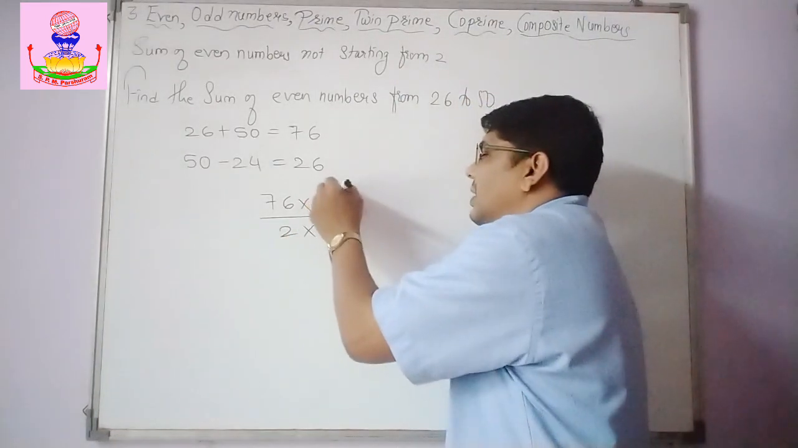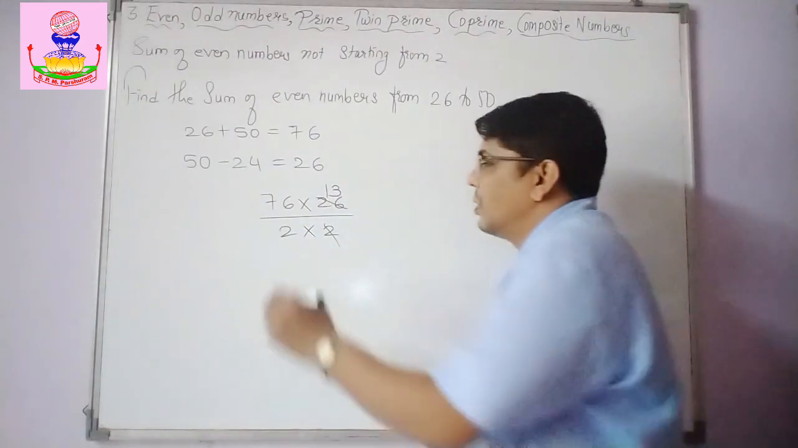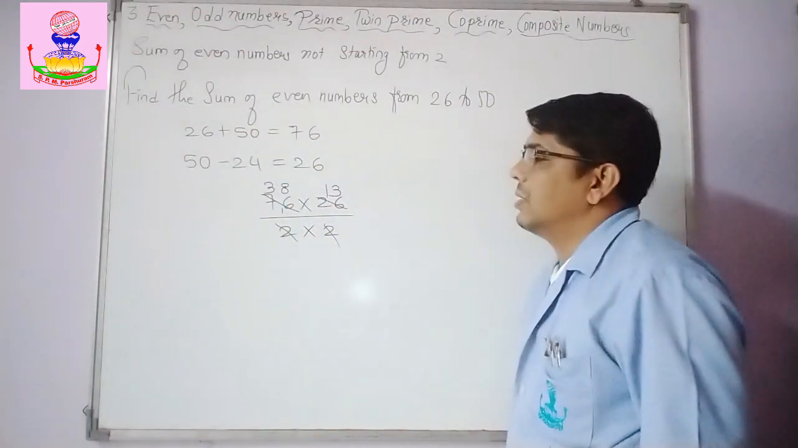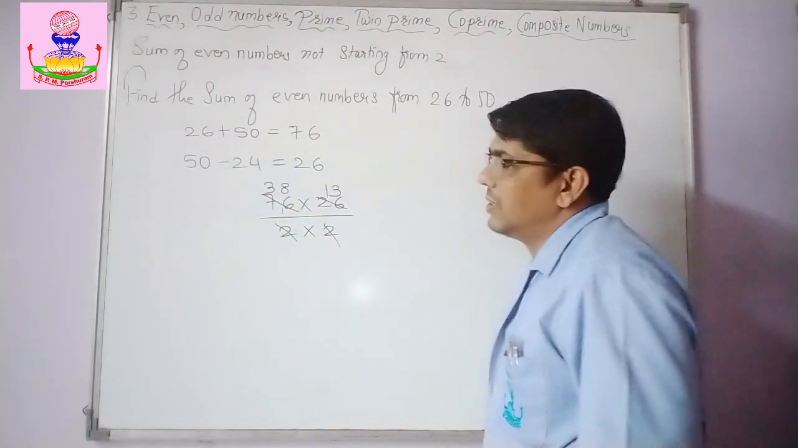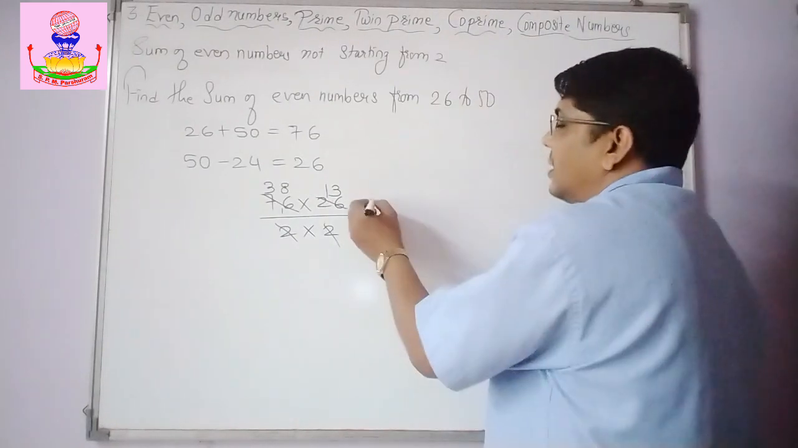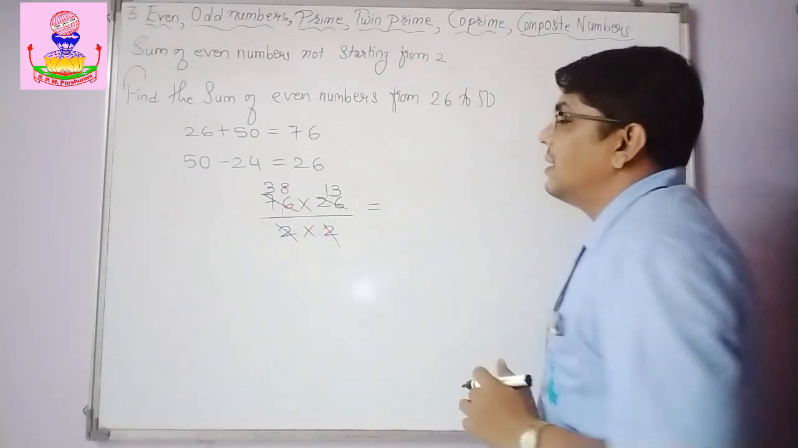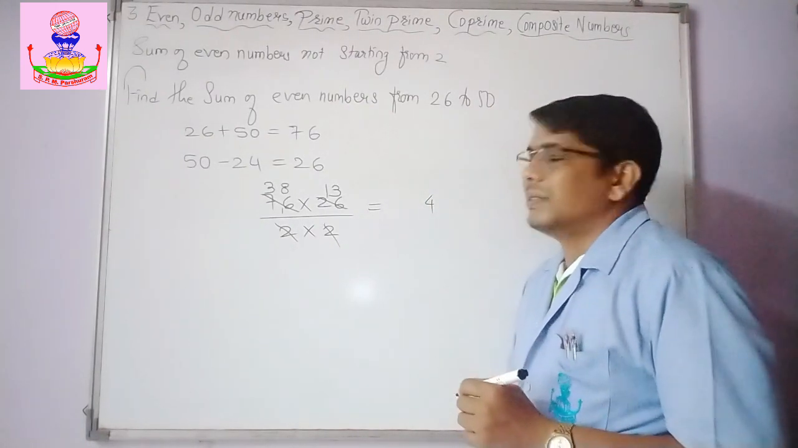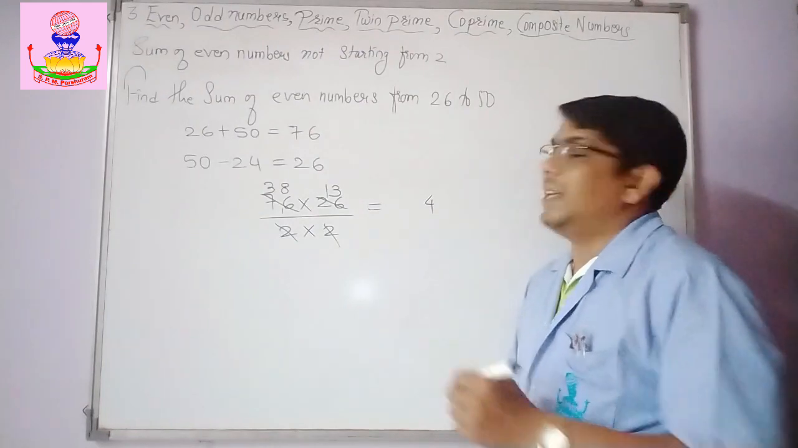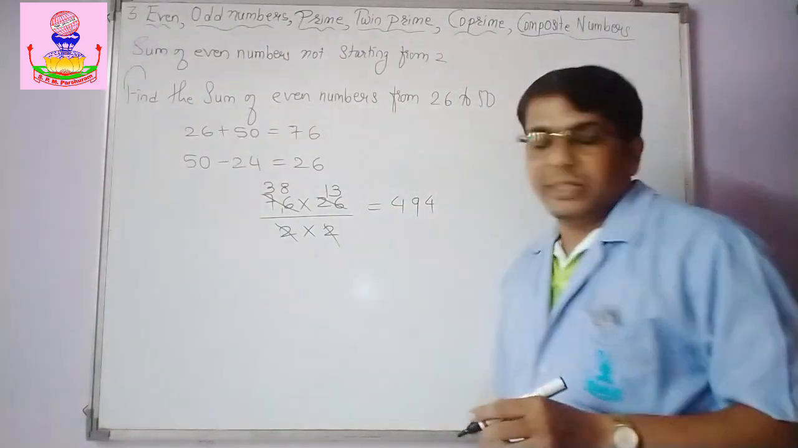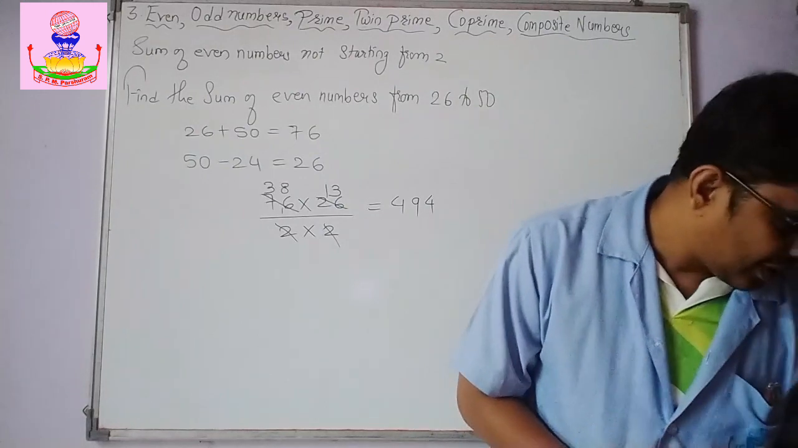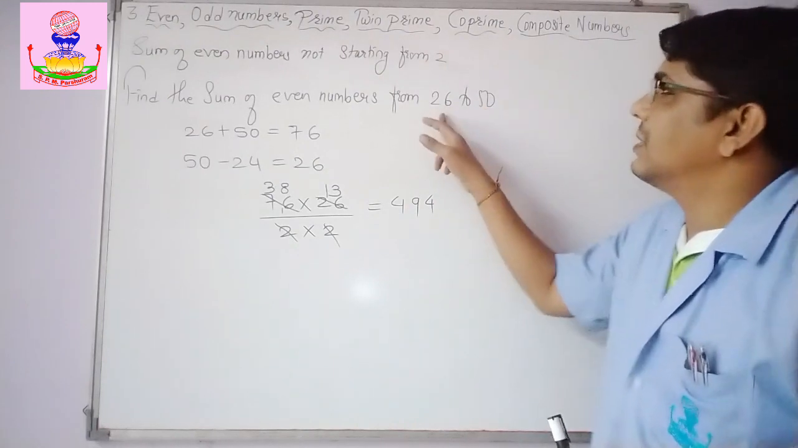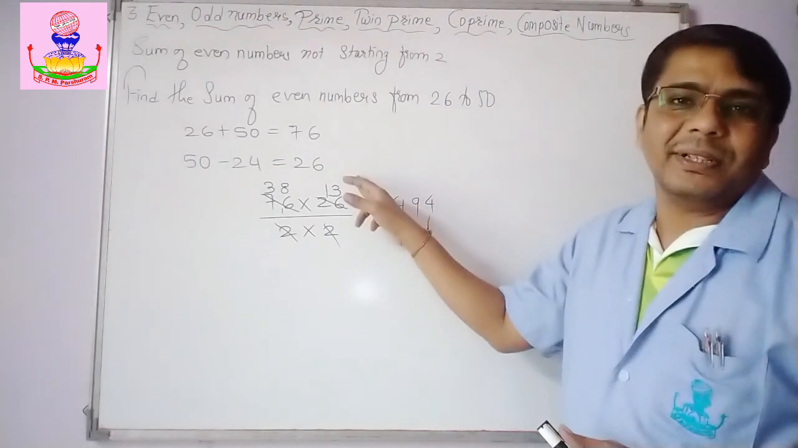So 2 ones are 2, 2 thirteens are 26. 2 ones are 2, 2 threes are 6, 2 eights are 16. Now 38 into 13. 13 eights are how much? Yes, 104. 13 threes are 39 plus 10, 49. What is the sum? 494. You understand? So when it does not start from 2, you can use this method.